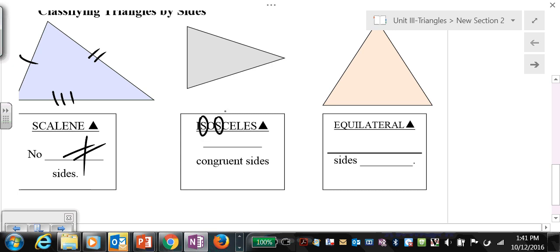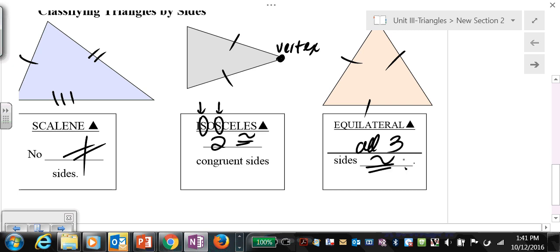Isosceles. Isosceles has two congruent sides. And the hinge between the congruent sides is the vertex. And of course, equilateral.